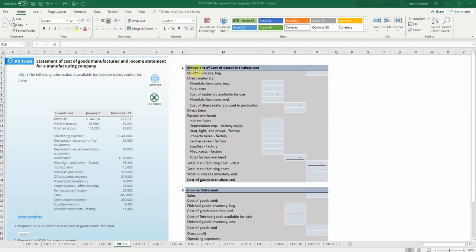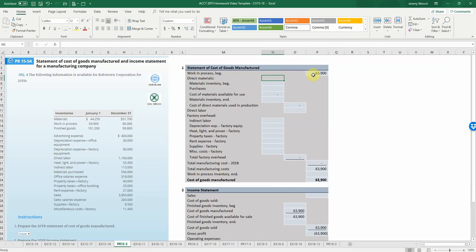The statement of cost of goods manufactured is everything that we're going to transfer into finished goods inventory. We're going to work through our direct materials inventory and our work in process inventory to calculate that. For the statement of cost of goods manufactured, we'll start with our work in process beginning balance, which they give us here at 63,900.